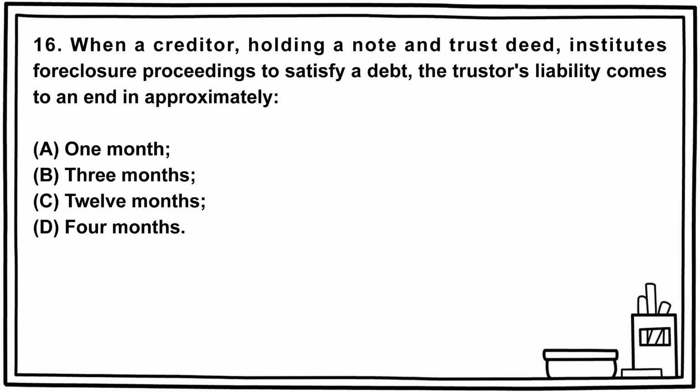16. When a creditor, holding a note and trust deed, institutes foreclosure proceedings to satisfy a debt, the trustor's liability comes to an end in approximately: A. 1 month. B. 3 months. C. 12 months. D. 4 months.